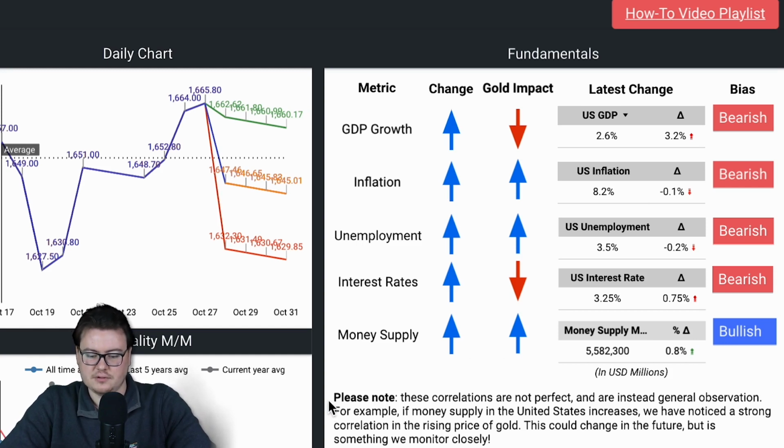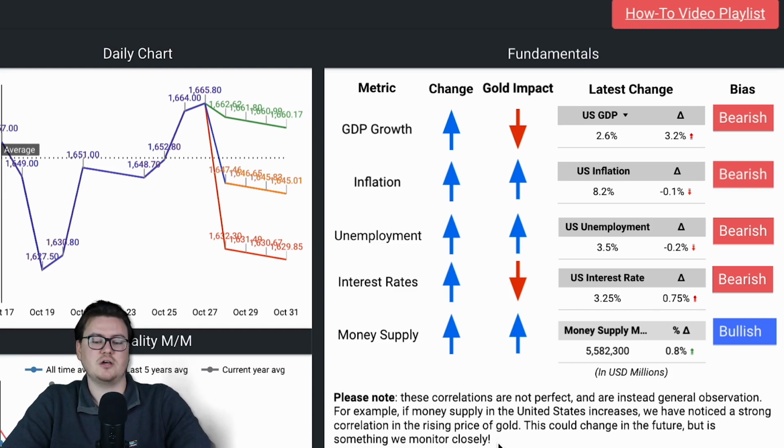Now, we also have a little disclaimer here. Please note, these correlations are not perfect and are instead general observations. For example, if money supply in the United States increases, we have noticed a strong correlation in the rising of gold. This could change in the future, but this is something that we monitor closely.